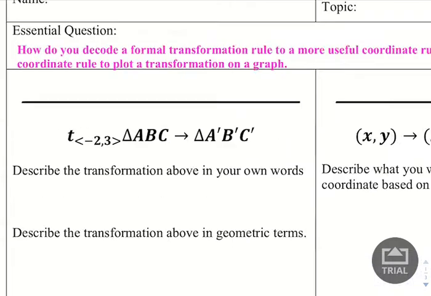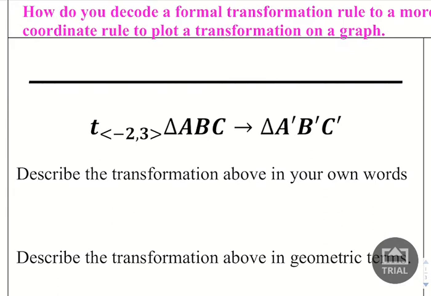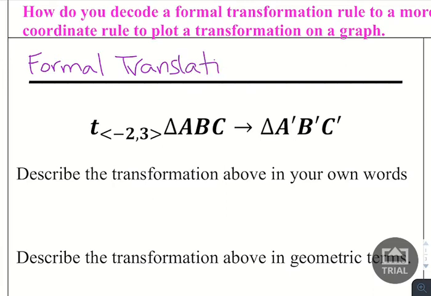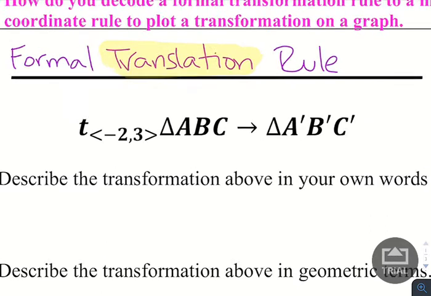So the first thing that we have to do is realize what we're looking at, and it's going to be a lot of mathematical kind of language here today. But what we're actually looking at right here is a formal translation rule. And so immediately you should be thinking, well, it's a translation, so we have to have a vector. So we're going to be sliding, because it's a translation, along a vector. And so this rule somehow has to tell us that information. And so our first job is to decode it.